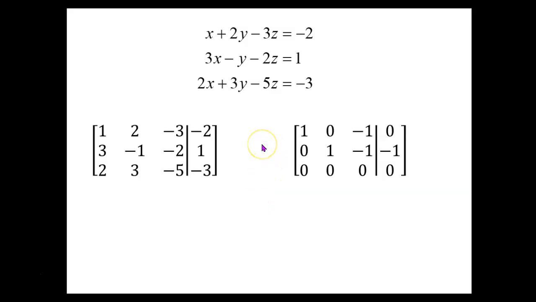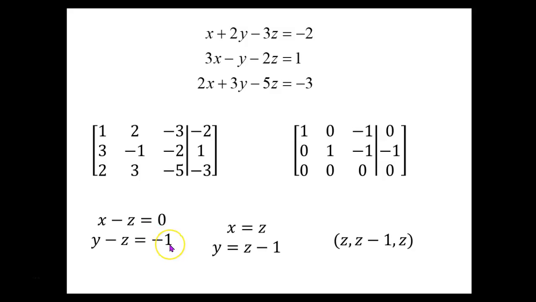So here we have a dependent system. This is going to be one with multiple solutions. If we translate the rows of this matrix back into equations, the top row is telling us that 1x plus 0y plus -1z equals 0. In other words, x minus z equals 0. The second row is that y minus z equals -1. And the third row we can disregard because it's just all zeros. It's not really giving us any information.